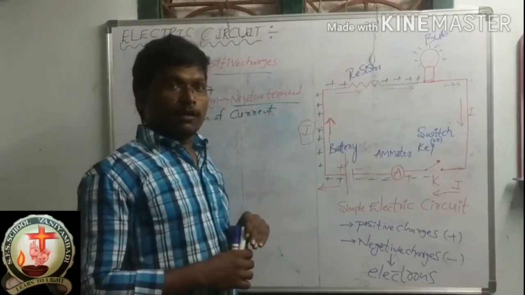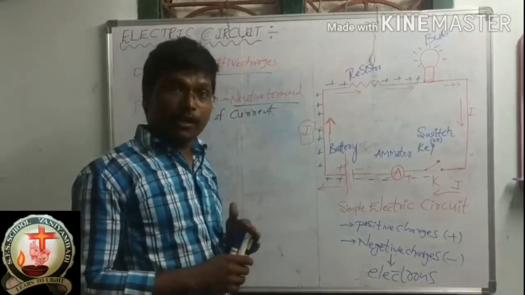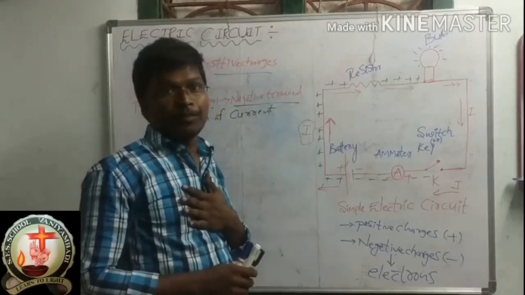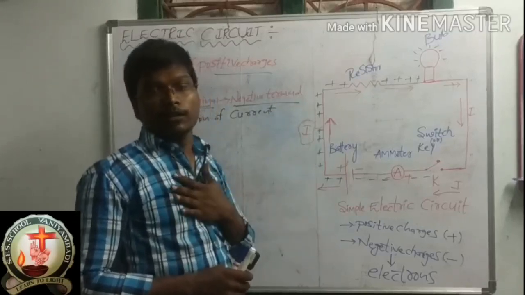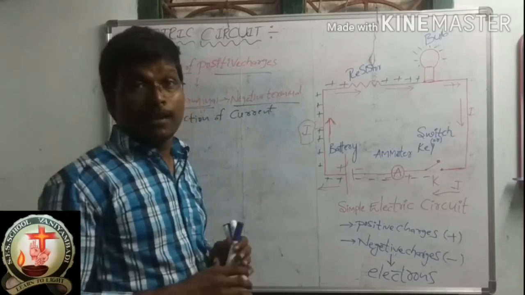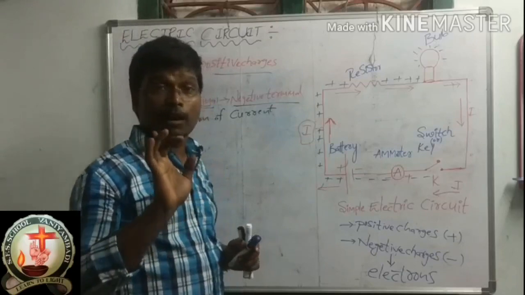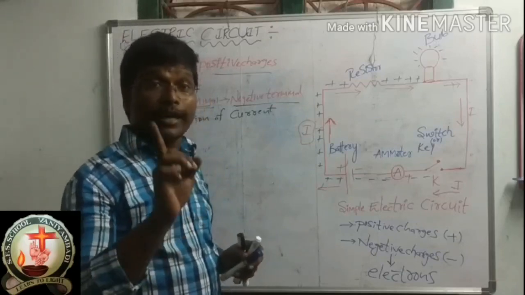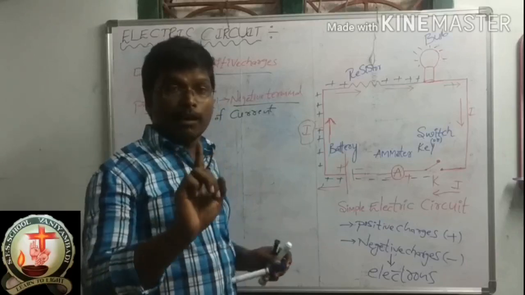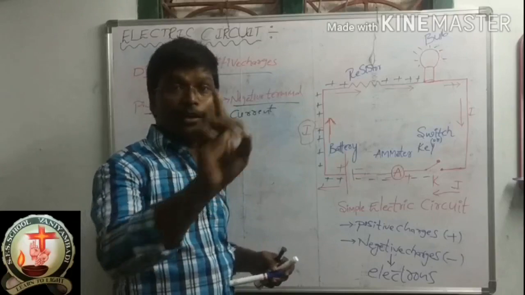Not only this, there is one more way. Another way we can identify the direction of current in any electrical circuit. I will tell you that also. The direction of current is always opposite to the direction of electrons.